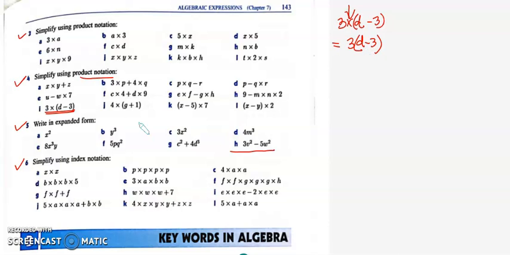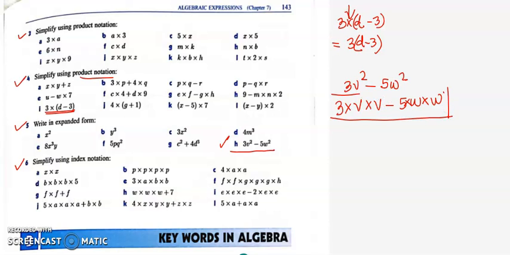Next is example 5. Let us understand this question. 3v squared minus 5w squared, and you have to write it in expanded form. So 3 times v times v, minus 5 times w times w. This is how you write in expanded form. As the power is 2, I have multiplied 2 times in both the cases.